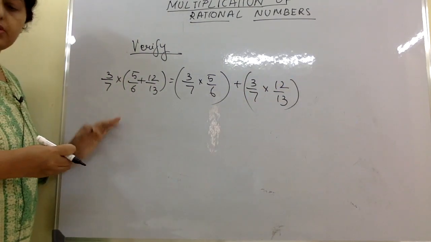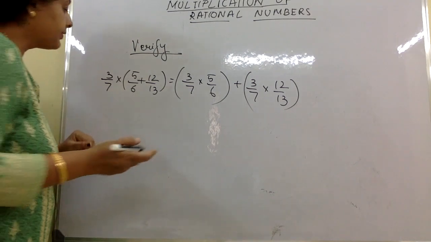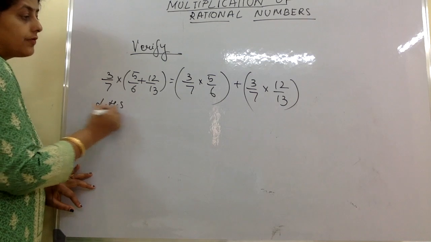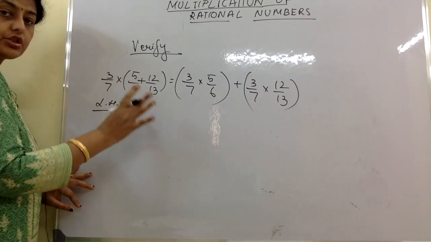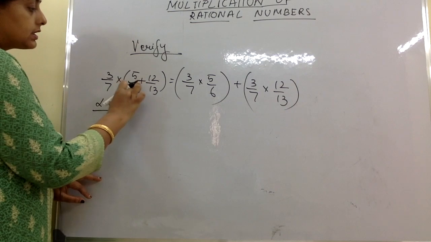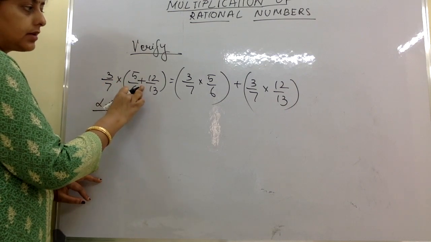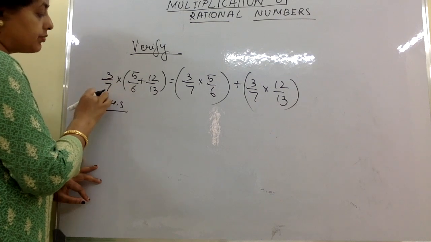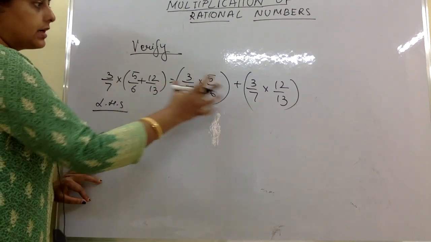Now they are asking to verify this. Okay, how to verify this? Now first we'll take LHS. Firstly, which law is this? This is distributive law. As you can see, this is one sign, this is another sign. Okay, and we have taken this, multiplied with this, distributed this number over this and over this, and written this.